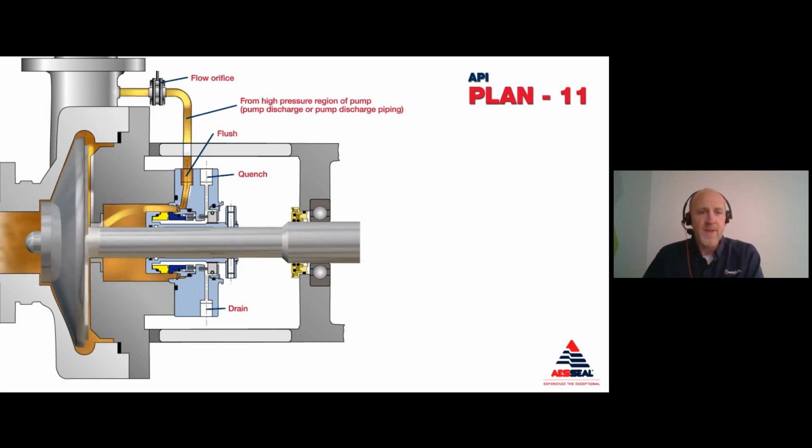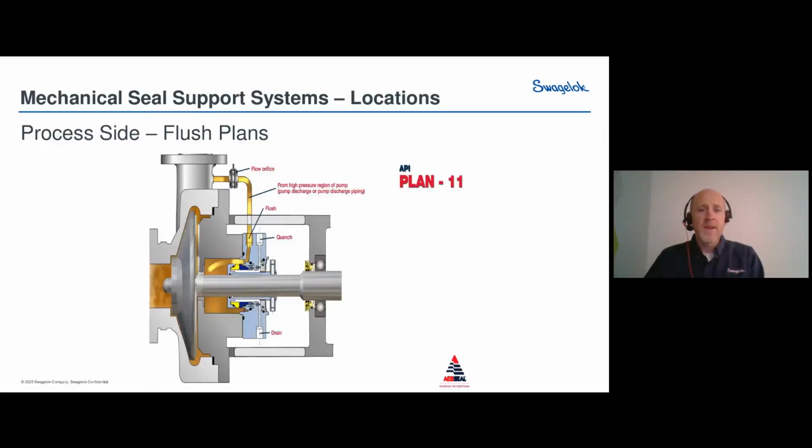The seal faces being the yellow seal face, which is rotating with the shaft, and the blue seal face, which is fixed and not rotating. But it flows past, and it will flush away any contamination. It'll carry away any heat, and we're just again using that pumped fluid. So that's a really good example of a very basic, very common seal support system that's used out there on a lot of different pumps.